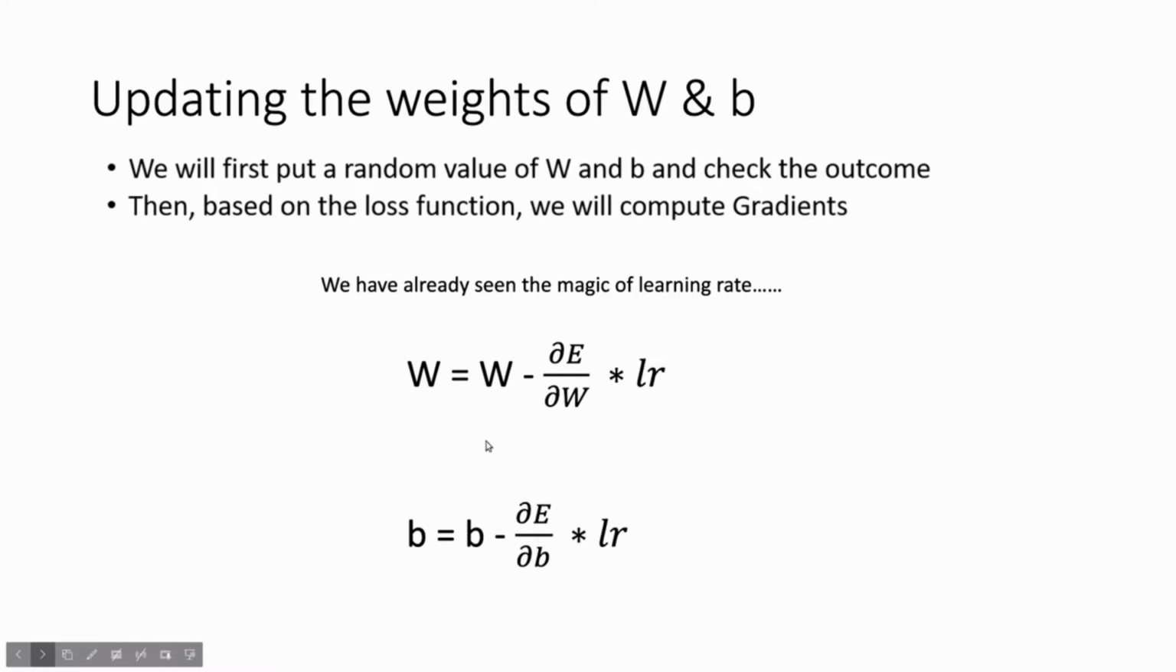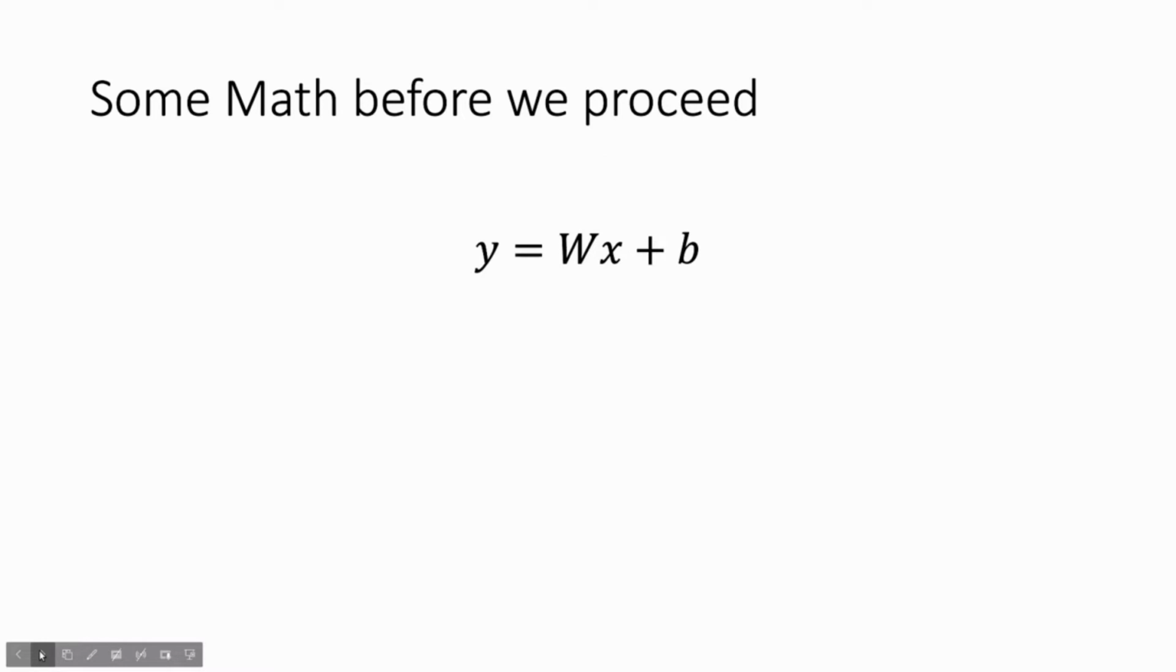The way we will update weights and bias is we'll take the partial derivative of the loss function with respect to the weight, multiply it by the learning rate, and then subtract it. This is by the definition of how we update the weights in gradient descent. Similarly, we proceed for the bias term. Now here we have y equal to wx plus b. We have the loss function as the absolute value of y actual minus y, and our goal is to find the derivative of the loss function with respect to w.